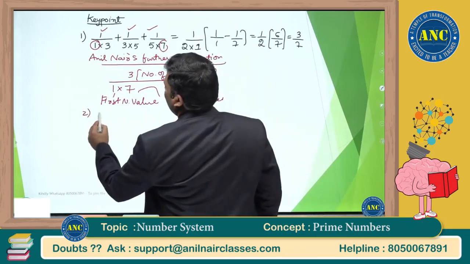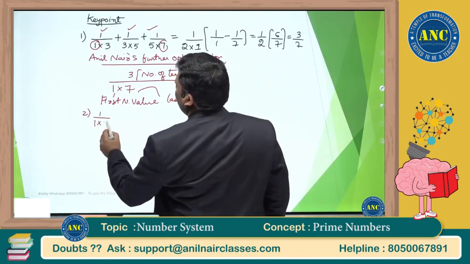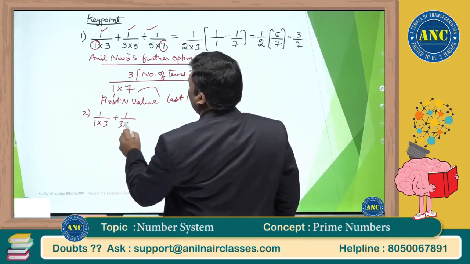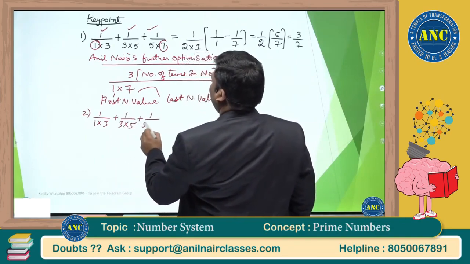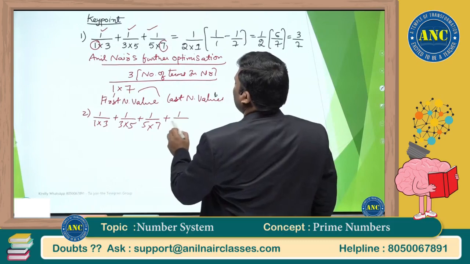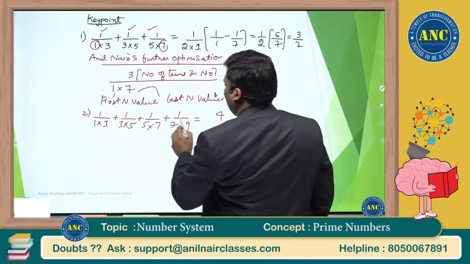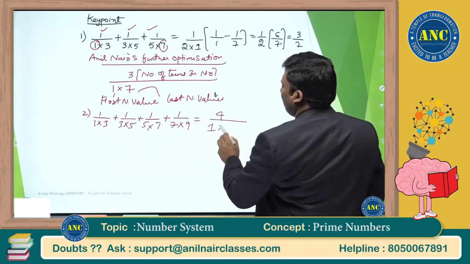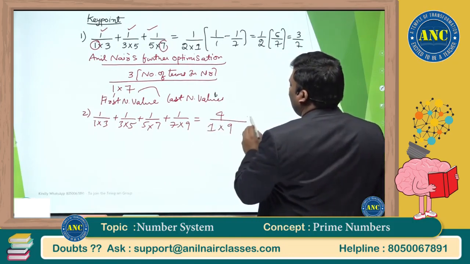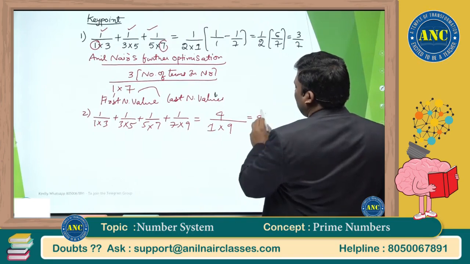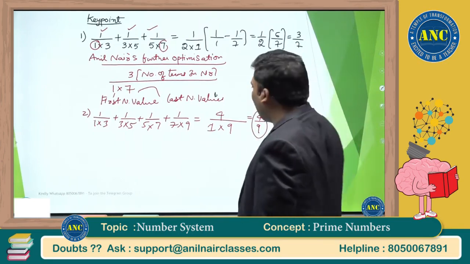Suppose if the question is 1 by 1 into 3 plus 1 by 3 into 5 plus 1 by 5 into 7 plus 1 by 7 into 9. How many terms are there totally? 1, 2, 3, 4. 4 by. Write down the first numerical value and last numerical value. Answer for this question is 4 by 9. Are you all with me?